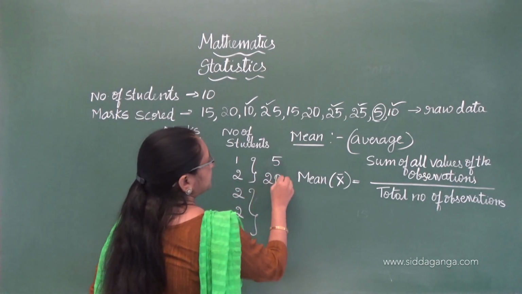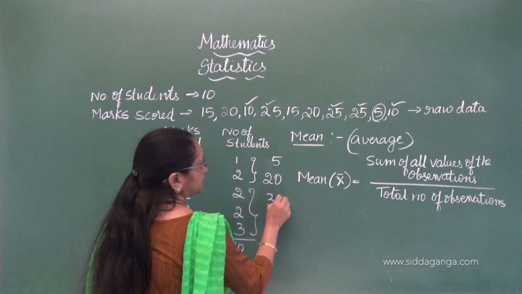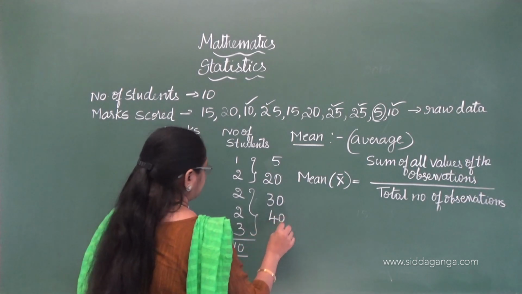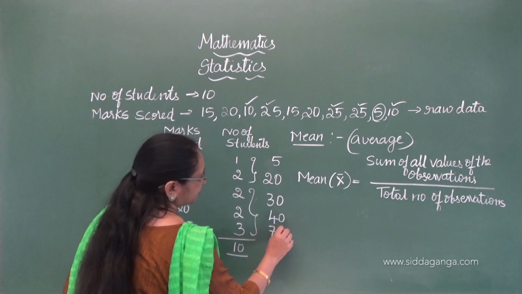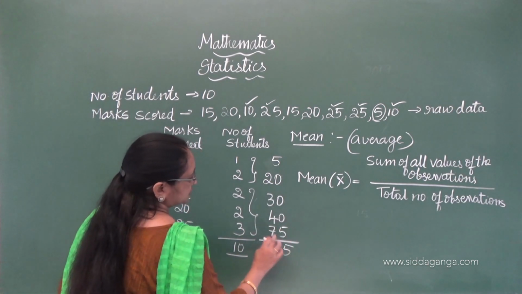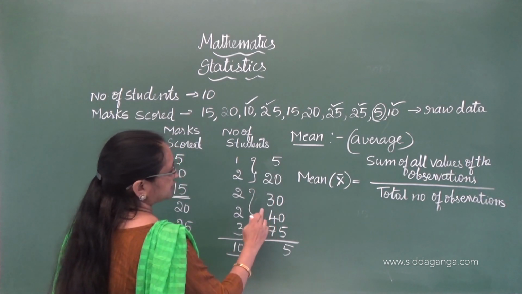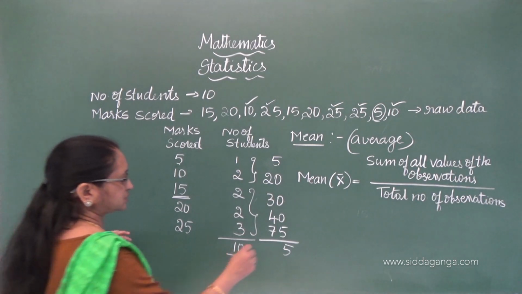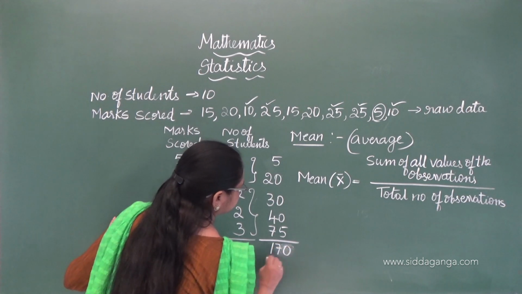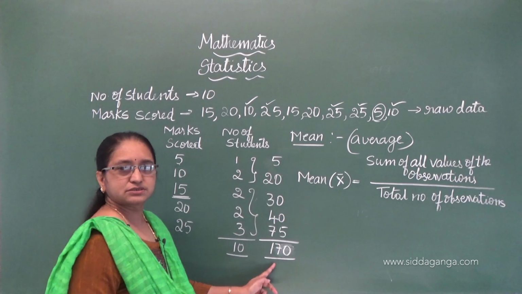So we can multiply it, correct? Then 15 into 2, 30, 20 into 2, 40, 25 into 3, 75. So now you add: 5, 15, 30, 40, 75, and the total is 170. Now this is the total of all this.